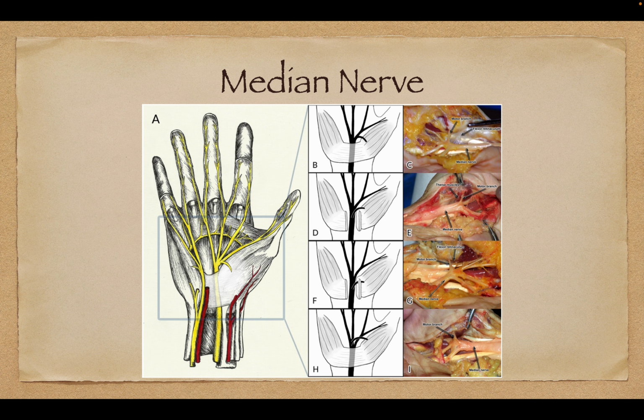On the right here, the C, G, E, and I photos are of a real hand, and the median nerve is being pointed to. And in this image, you can really see the almost tree-like structure of this branch, and really how thick this median nerve is.